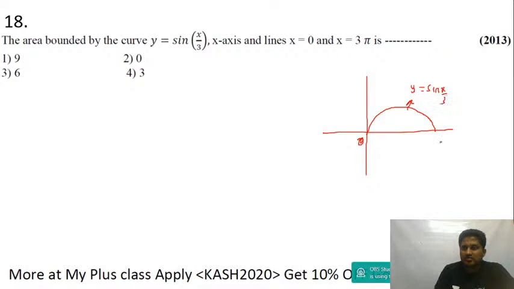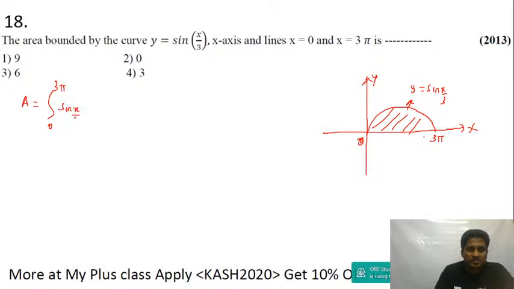So sine 0 is 0. At x is equal to 3 pi, it will be 0 only, because 3 and 3 cancel, sine pi is 0. So this area I am supposed to find out. This will be x, this is y. Okay, area is equal to integration of 0 to 3 pi, and then this is sine x by 3 dx.